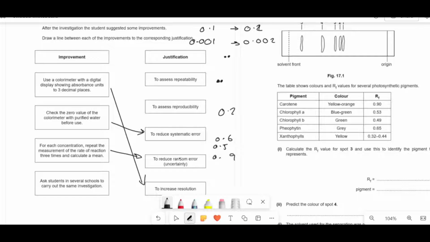So repeatability is the same person doing the same experiment and getting the same results. Reproducibility is you can give them the instructions, they can do it, and they get the same thing. So it's here. That's what it is.